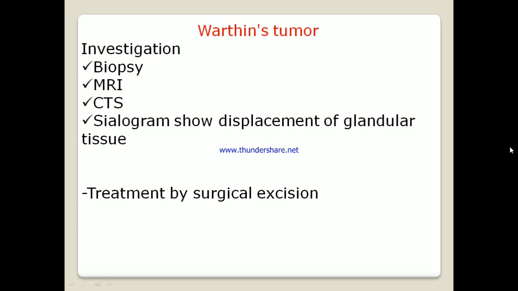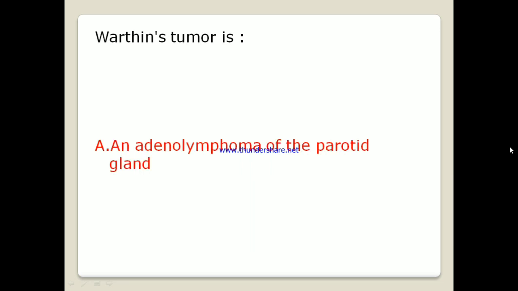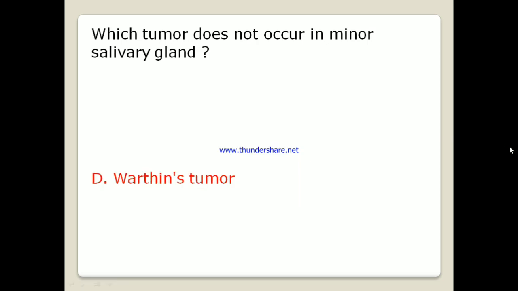Treatment by surgical excision. Warthin's tumor is: A. an adenolymphoma of the parotid gland, B. a pleomorphic adenoma of the salivary gland, C. carcinoma of the parotid gland, D. none of the above. Warthin's tumor is an adenolymphoma of the parotid gland. Which tumor does not occur in minor salivary gland? A. Pleomorphic adenoma, B. adenocarcinoma, C. mucoepidermoid carcinoma, D. Warthin's tumor.